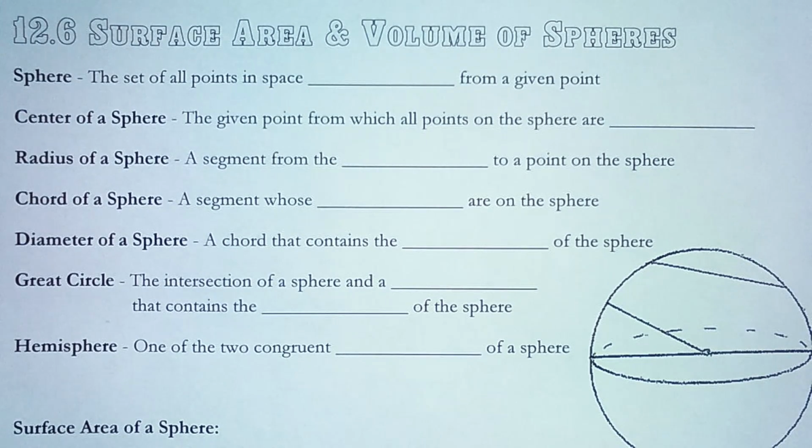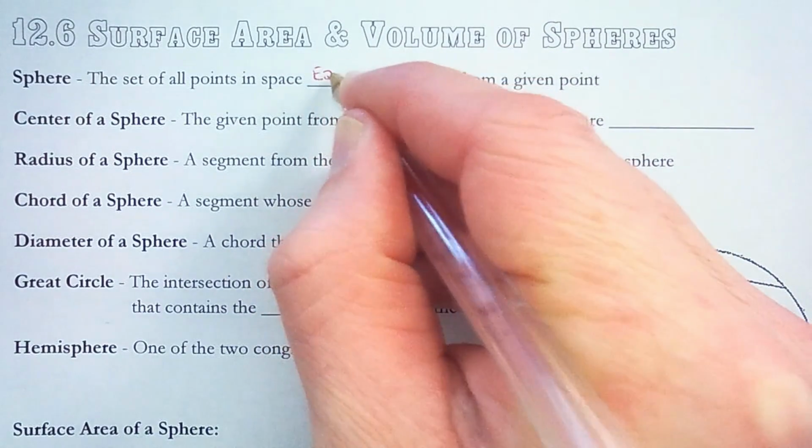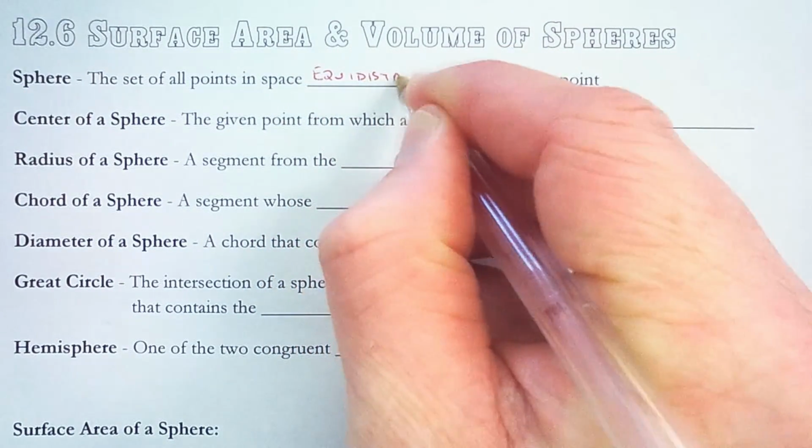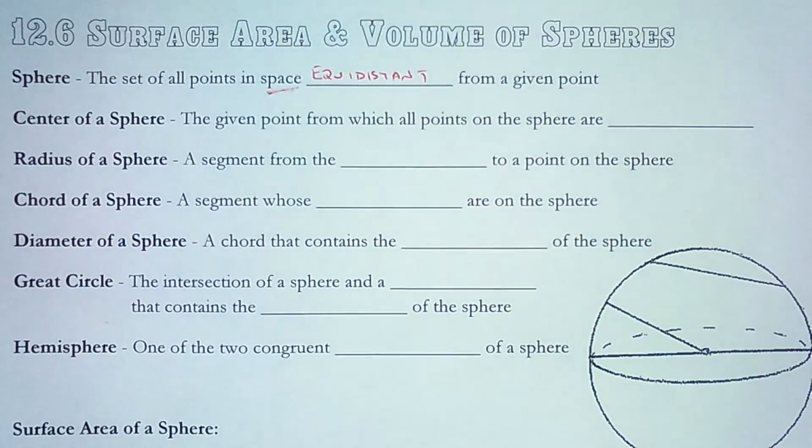Hey everybody, in this video we are going to talk about finding the surface area of a sphere. In a later video we'll come back and deal with volume. So first let's just talk about what a sphere is. A sphere is a set of all points in space equidistant from a given point. Now when it says in space, that means it's three-dimensional.